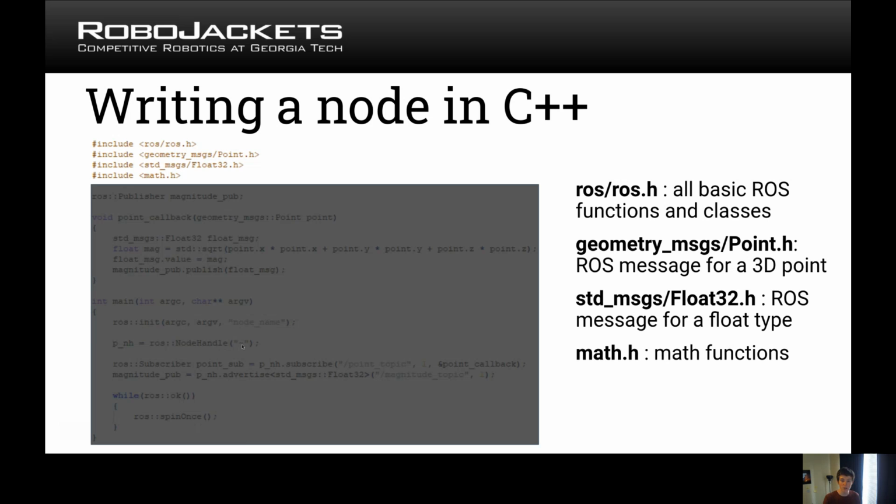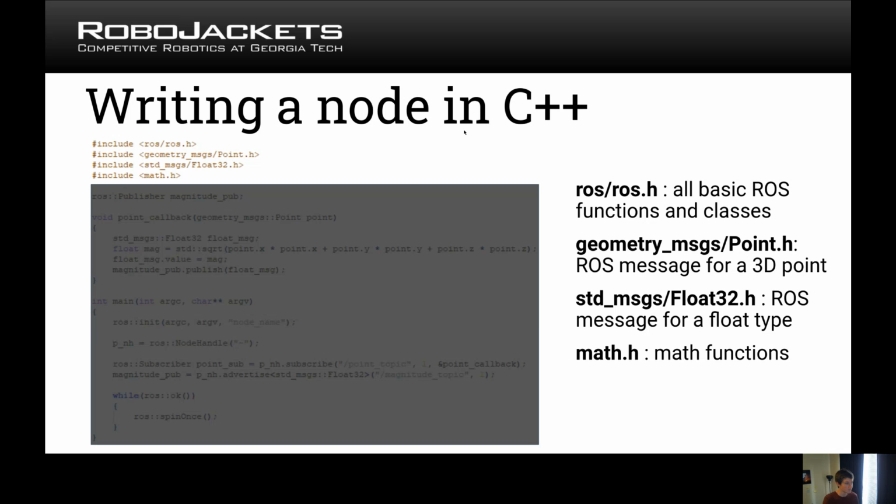You can see where some of the points in here are, but let's break it down more specifically. The first thing that you'll notice is that it does include a bunch of headers. ros.h is the basic ROS functionality. So whenever you write anything using ROS, you're probably going to need to include ros.h. geometry_msgs/Point.h is the message for a particular message type, and in this case, it is the 3D point message. Float32 is a message for just a single floating point number, so just a single float variable, basically.